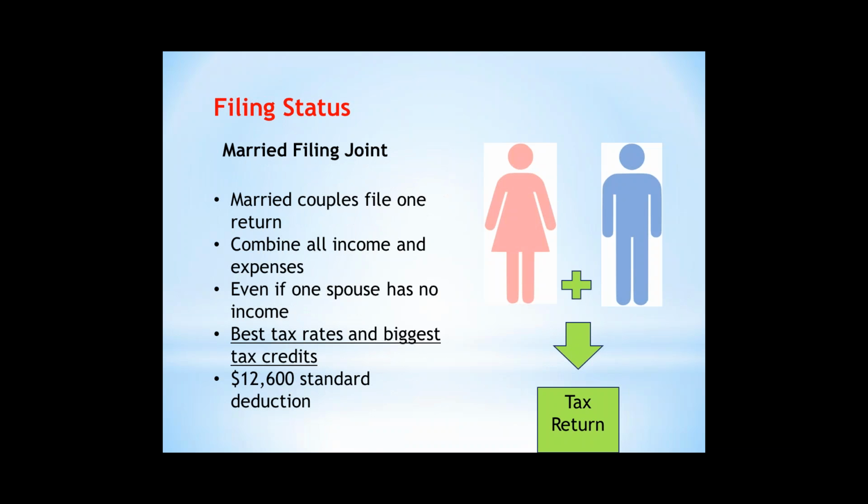This is the most advantageous filing status, so it's really encouraged that if a couple is married, that they use married filing jointly. There is the other option of married filing separately though, and they do have the option to pick. Most people don't pick married filing separately if they are married, but just know that that's an option. This is the best standard deduction rate, so it's $12,600 for the upcoming tax year. And it by far, like I said, is the most advantageous by offering the best tax rates and the biggest tax credits available to the clients.